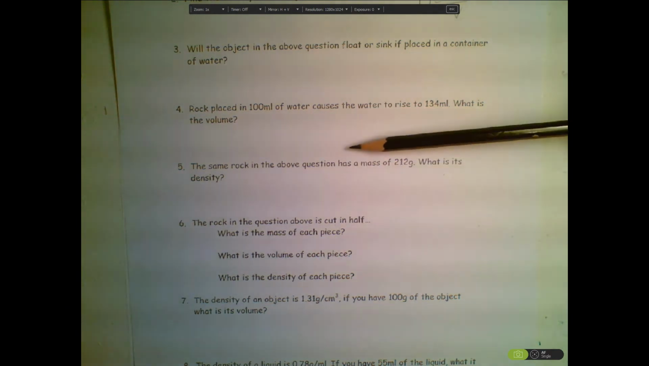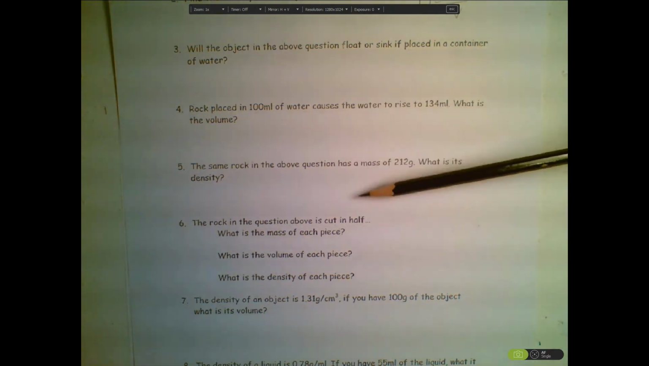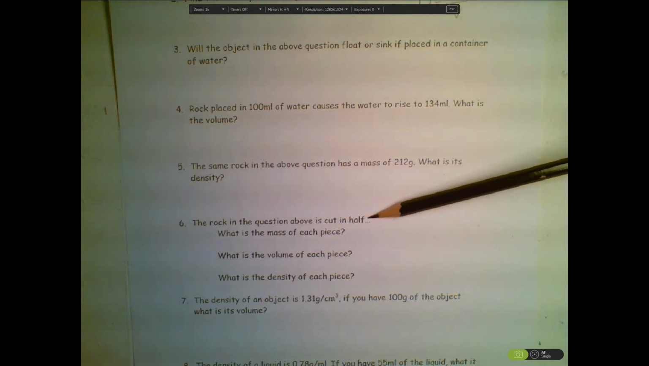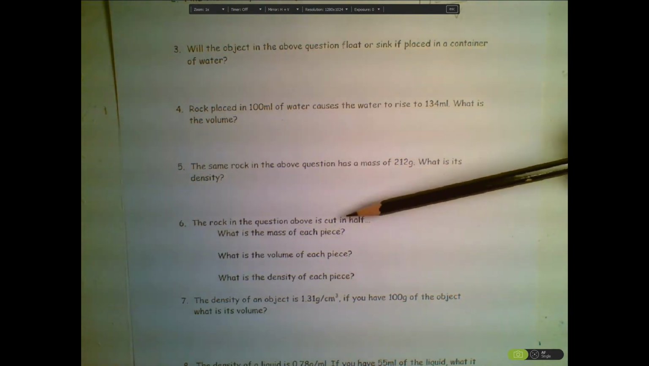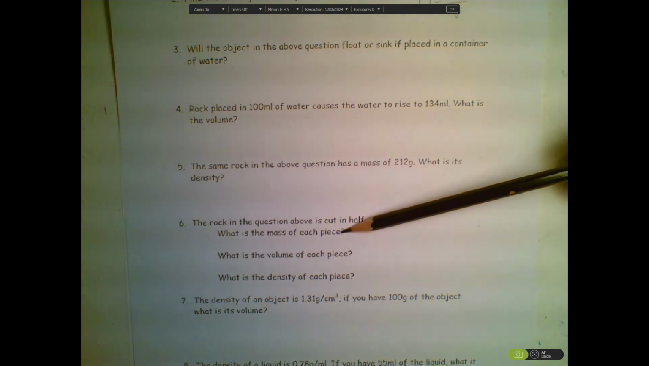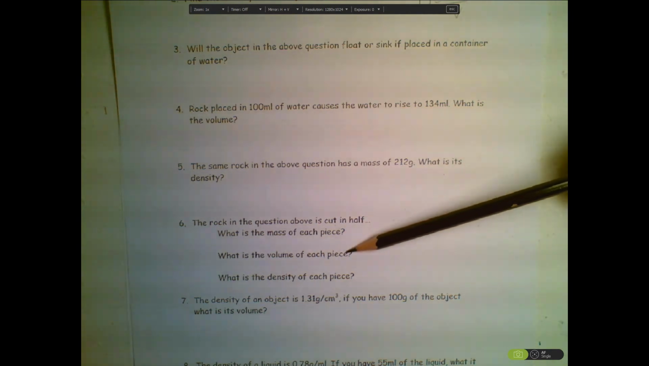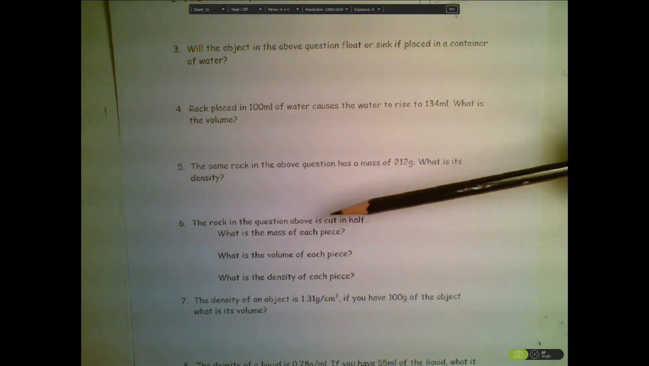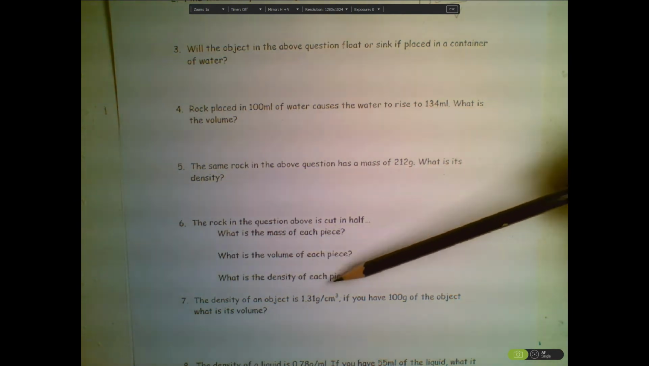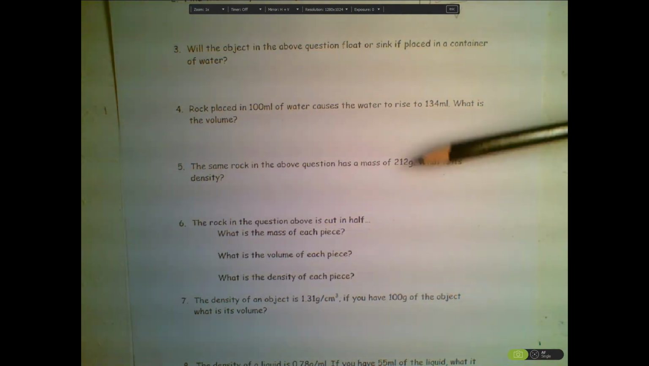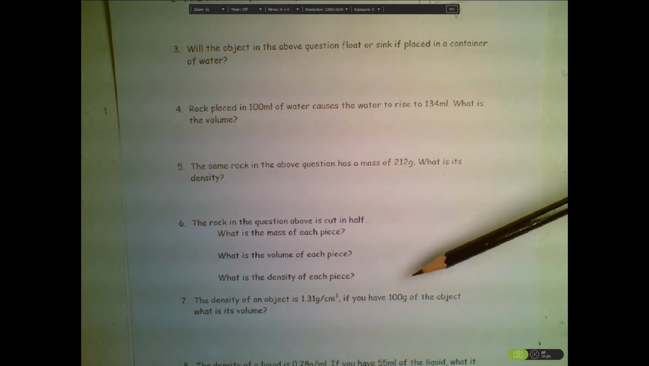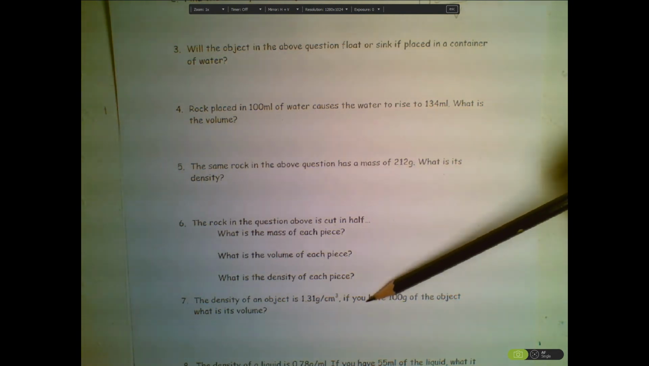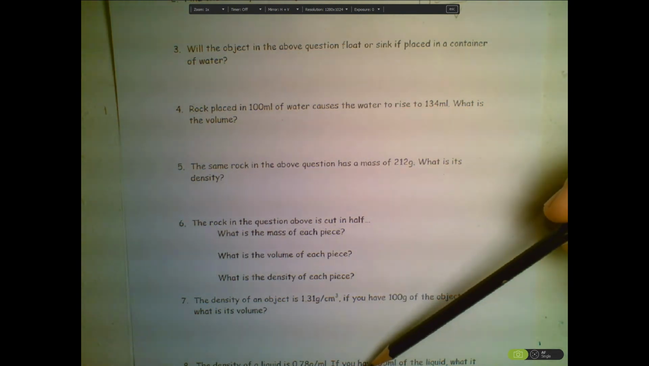Number 6, again, you're taking that same rock that you had in 4 and 5 and you're cutting it in half. So if you cut that rock in half, what is the mass of each piece? What is the volume of each piece? And given that mass and given that volume, what is the density of each piece? So 4, 5, and 6 also go together. Number 7 is its own problem, and number 8 is its own problem.